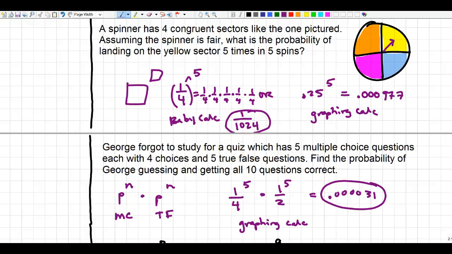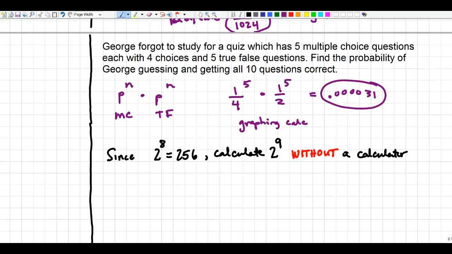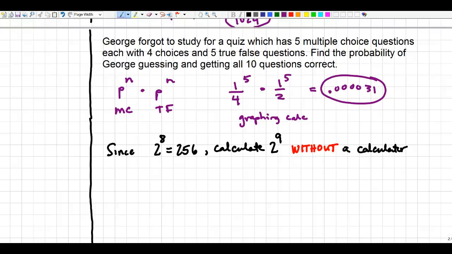Another type of question that students might see that's related to powers, not necessarily related to probability, is one like the next one here. Since 2 to the 8th is 256, calculate 2 to the 9th without a calculator. I like to do this question visually. If you think about what 2 to the 8th is, it means 2 times 2 times 2, 8 times. So I'm going to write all that out so I can visually see it.